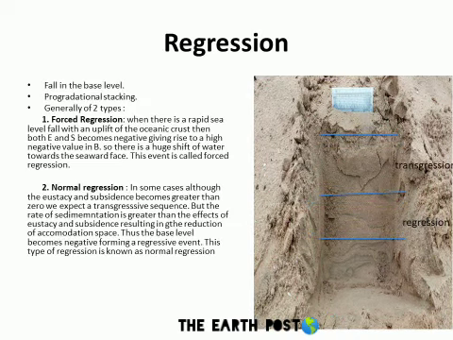So the next event is regression. Regression is generally the fall in base level, and it is represented by a progradational stacking pattern. Progradational stacking pattern, in very simple terms, means a coarsening upward sequence. That means the sand to silt ratio increases as we move upward in a sequence. Generally there are two types of regression. One is a forced regression, one is a normal regression.